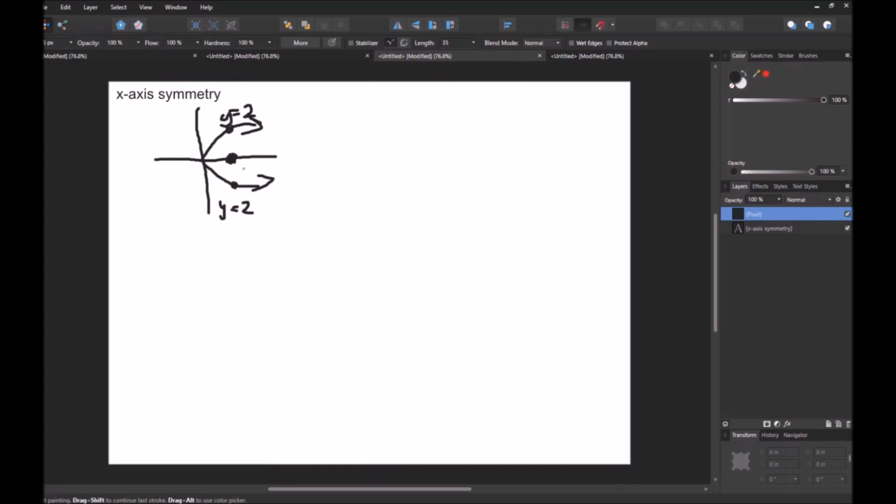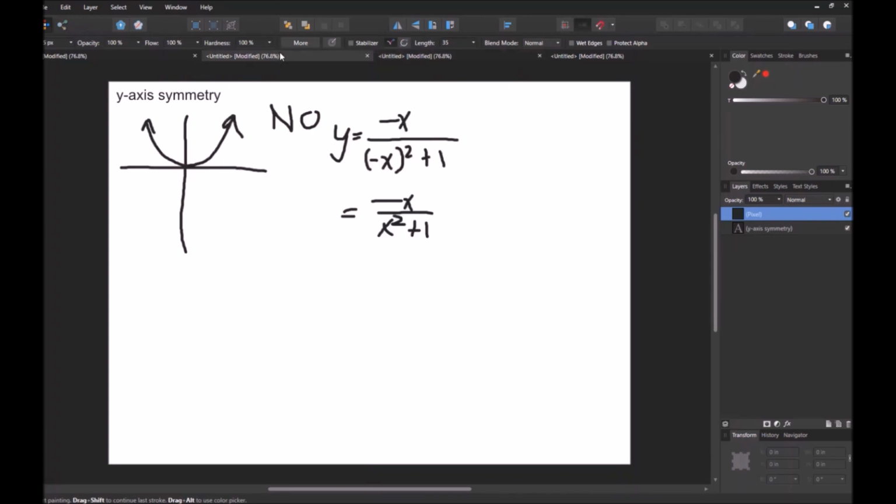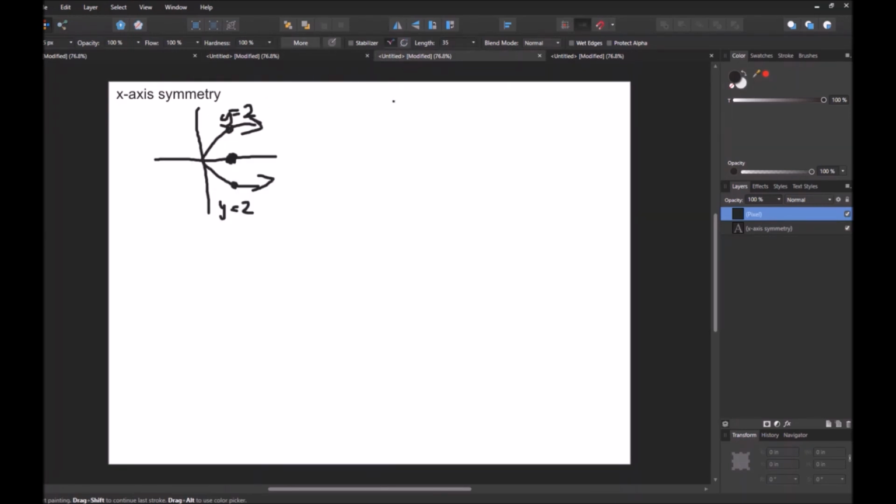Meaning, if we plug in a negative y, as in right here, to the equation and evaluate it, we should get the same equation out of it, just like with the parabola example. So the only difference between the parabola and this is that we're replacing y with negative y instead of x with negative x. So we have negative y equals x over x squared plus 1.